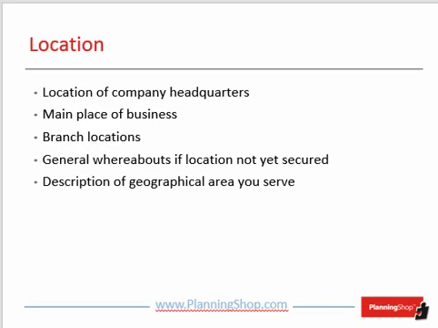With location, you want to describe the location of the company headquarters, any main place of business, and branch locations. If that hasn't been determined, be sure to describe the general whereabouts if a location has not been secured, as well as a description of the geographical area you will serve. If you have more than one or two branches, you can list just the total number, although you may want to include a complete list in your plan's appendix.